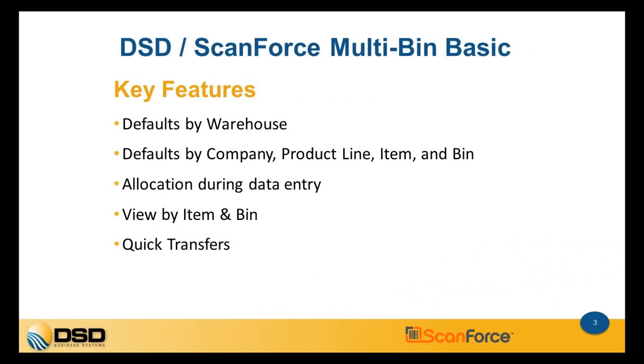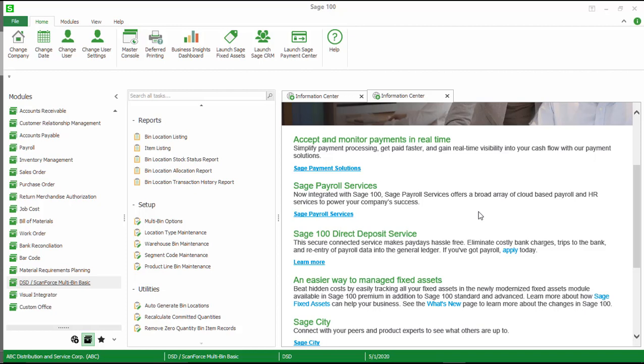Multi-bin also adds the ability to allocate inventory to specific orders or transactions. For example, I can allocate specific items to a particular sales order so that these items cannot be placed on another order. Some additional features of the multi-bin module include quick bin transfers, which allow you to instantly move inventory from one location to another, as well as the added ability of setting defaults for the multi-bin module based on item, product line, and bin. So let's get started and show some of the great features that multi-bin has to offer.